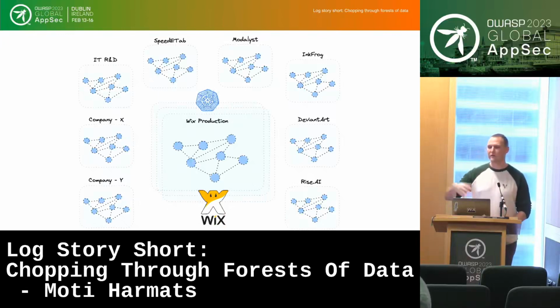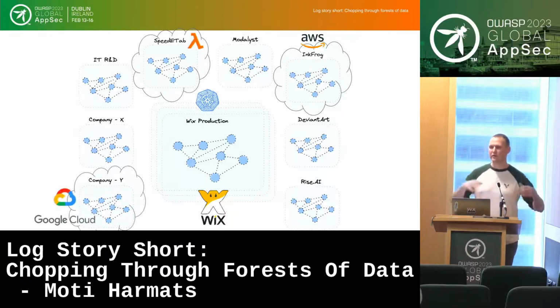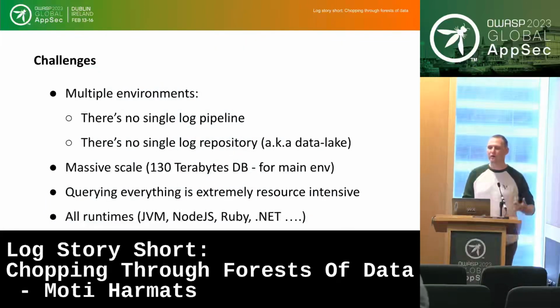We have subsidiaries, companies that we bought that run their own application stack in their own environment, in their own infrastructure. You can run on AWS with EC2 servers. You can run on Lambda. You can run on GCP. You name it. Our developers and our sub companies, they have their autonomy to do whatever they want. And it is difficult for security because for this type of monitoring, we don't have any single log pipeline.